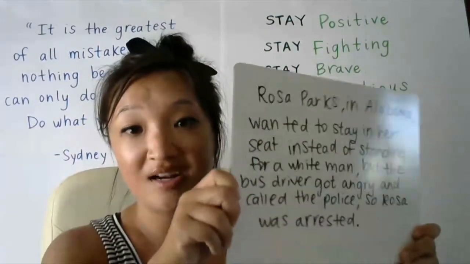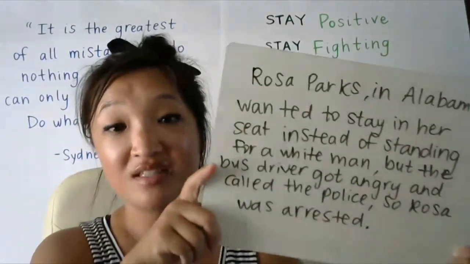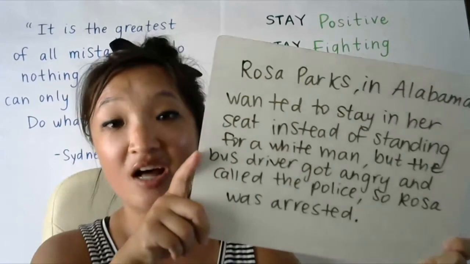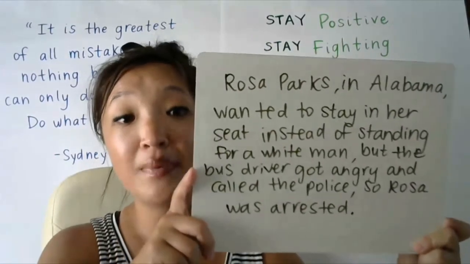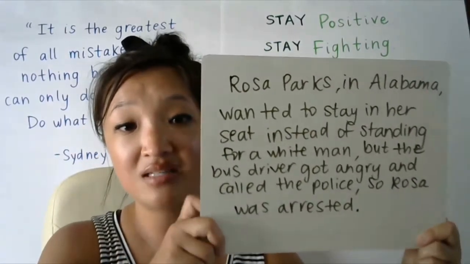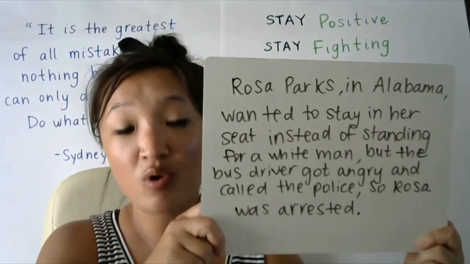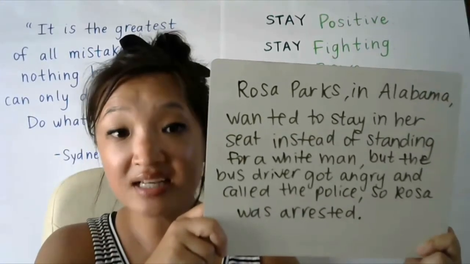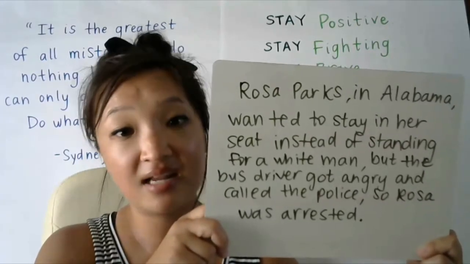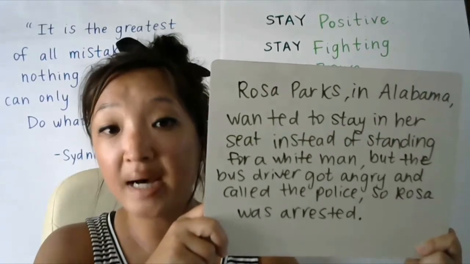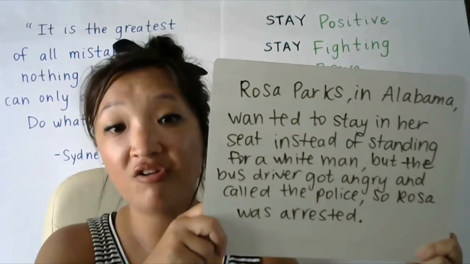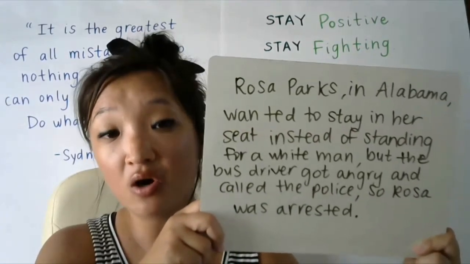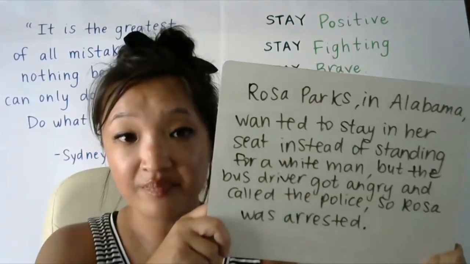As a third grader or higher, or even second grader or first graders, we can challenge you to write all that in a complete sentence. So it looks nice and neat like this. It says Rosa Parks in Alabama, go ahead and read with me, wanted to stay in her seat instead of standing for a white man, but the bus driver got angry and called the police, so Rosa was arrested.